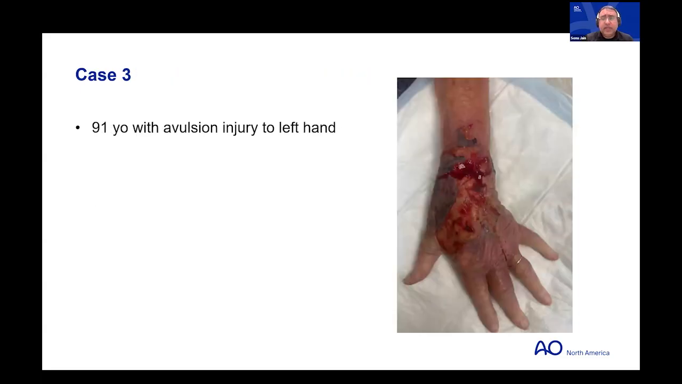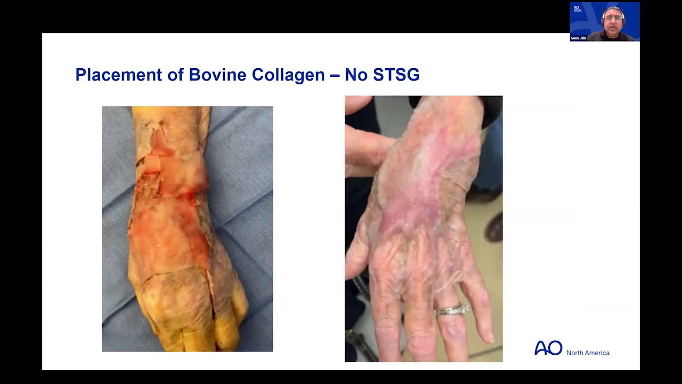So you can see this case that I have here. This is a 91-year-old lady who was involved in an automobile accident and sustained an avulsion injury to her hand. As you can see, there's some ecchymotic skin and some loss of full thickness skin. The skin is very friable, so it's even hard to tack some of the skin down. And we did a staged reconstruction where we used this bovine collagen. After we placed this, she did not want any further surgeries. And we just let the wound heal with the collagen with the bolster, and then just dressing changes.